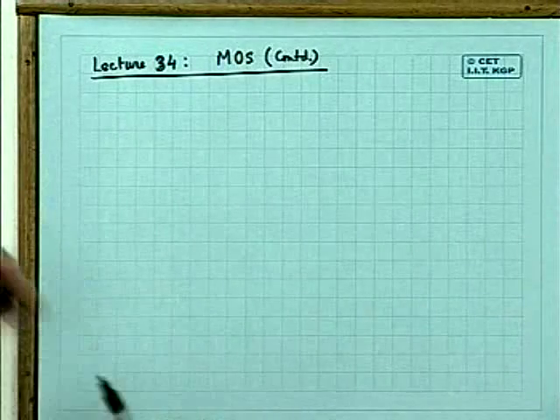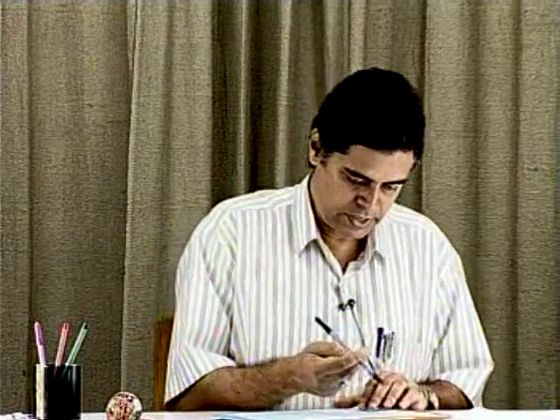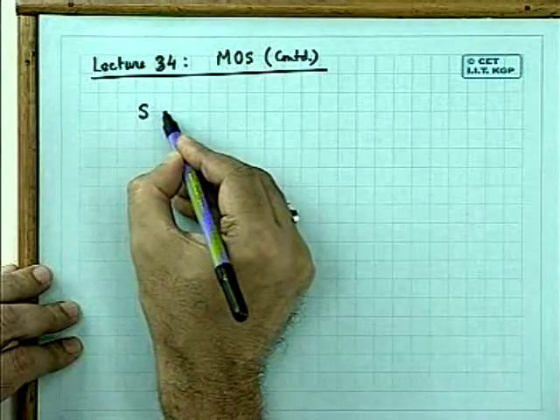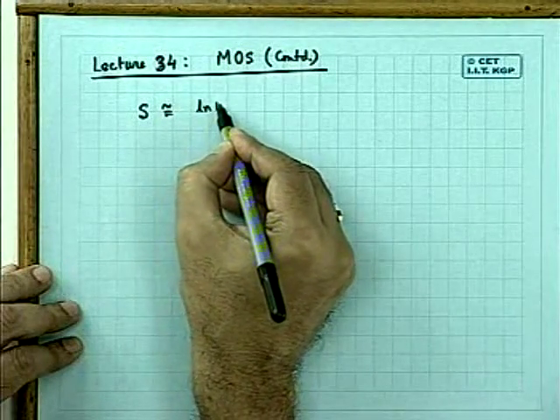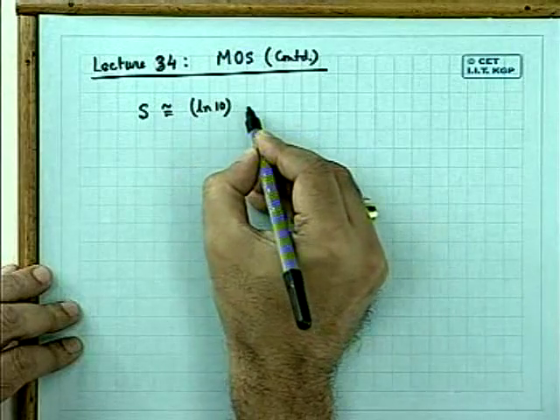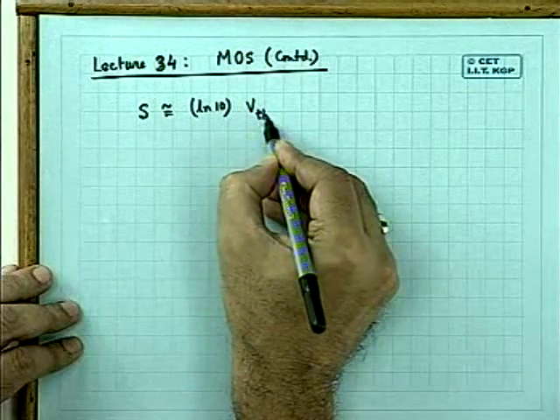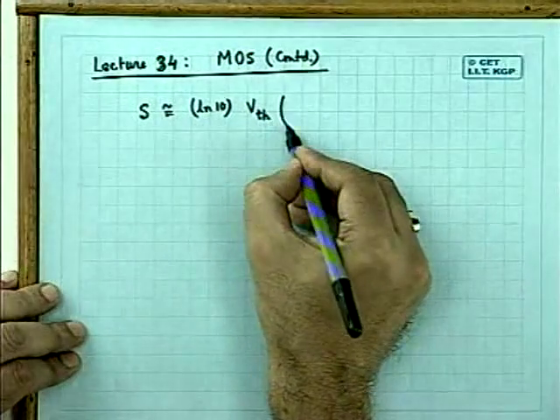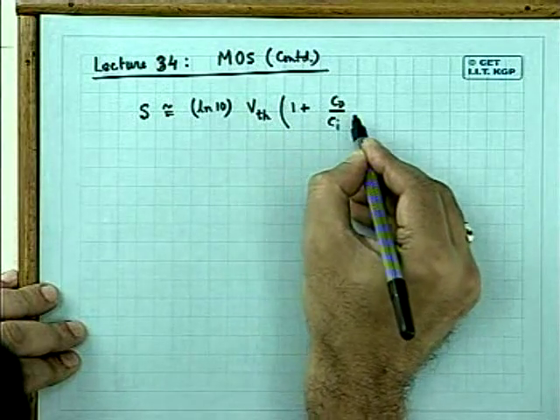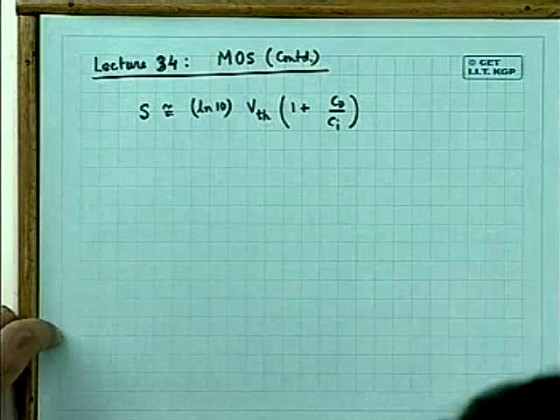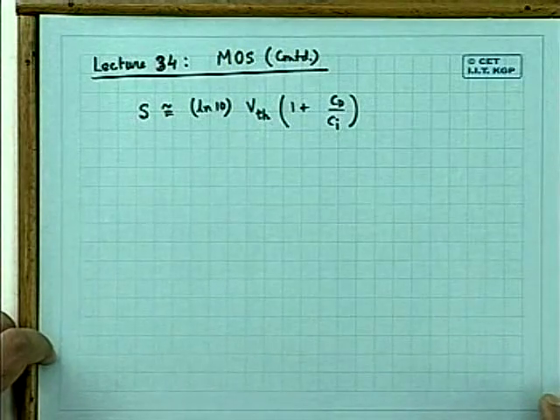Now let me once again write here S, which in the approximate form is ln 10 multiplied by VT, this is the thermal voltage, please, times 1 plus CD by CI. CD is the dynamic capacitance or the depletion layer capacitance.